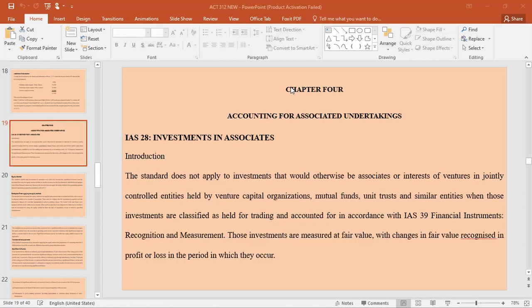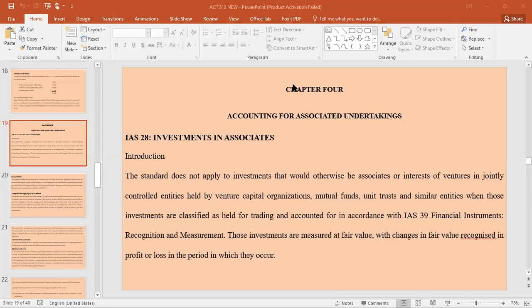Now, accounting for associate undertakings takes its genesis from significant influence. So, what do we mean by an associate? An associate is an entity in which a company holds between 20 to 50% of the equity shares. So let's say we have company A and company B. Company A holds 40% of the equity shares in company B. Company B then becomes an associate of company A. That is what it means.